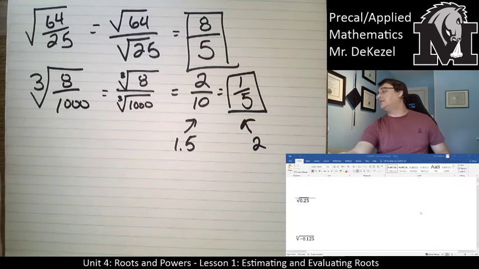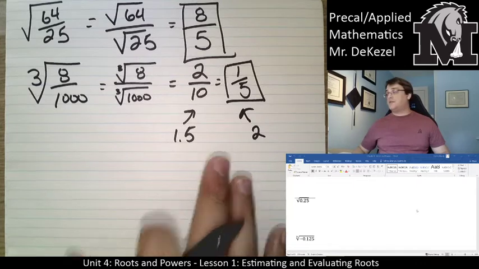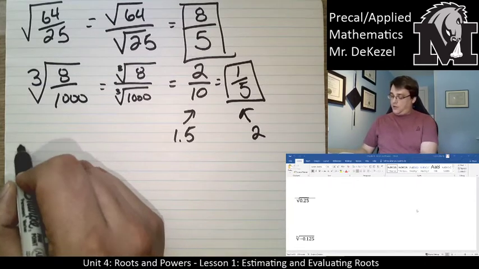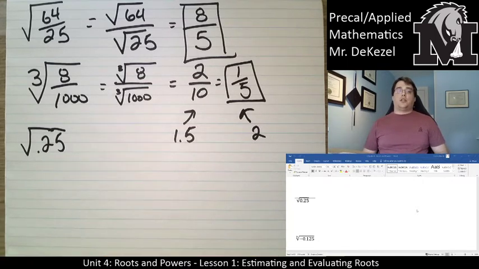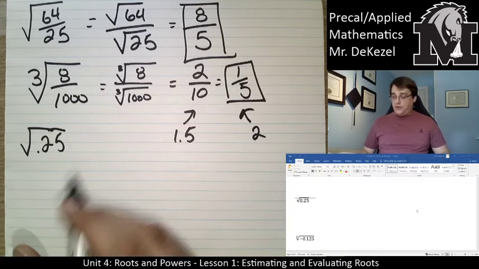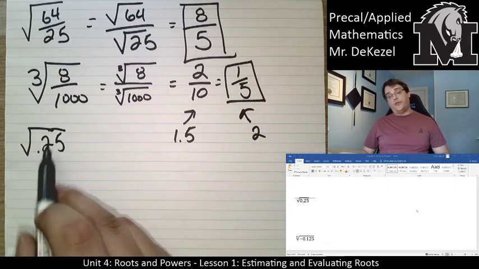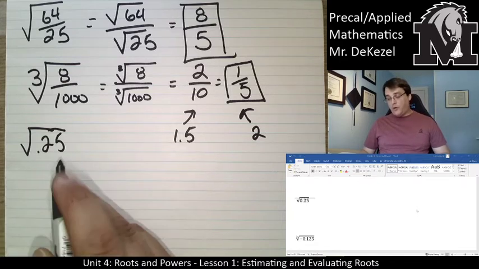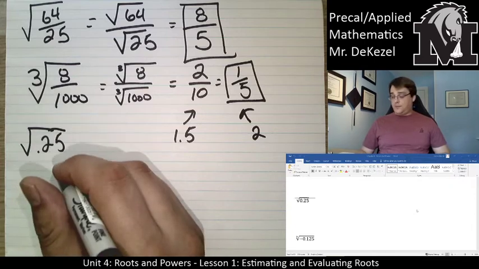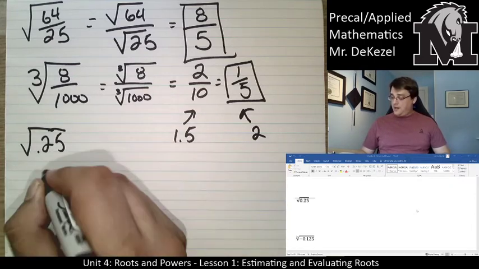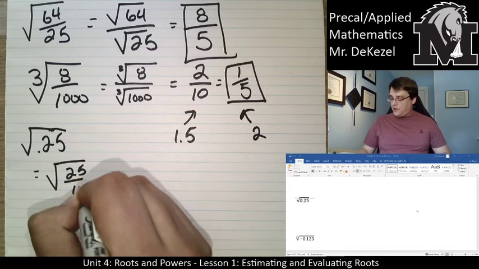Let's proceed. A couple more to do. I think I can fit them on here without even squishing. Let's do the root of 0.25. Whenever we have a decimal, we are going to change that into a fraction. And I know that 0.25, if I move the decimal over two places, that would get me a whole number, 25. And then I'll have to put it over 100. 25 over 100 is the same as 0.25. So this is the same as saying the root of 25 over 100.